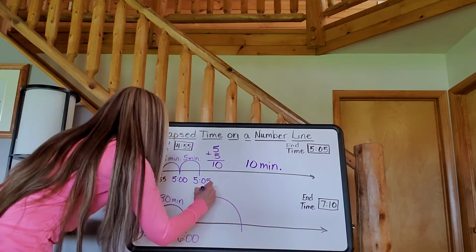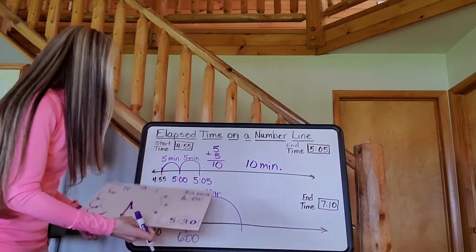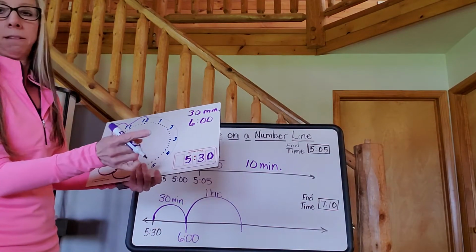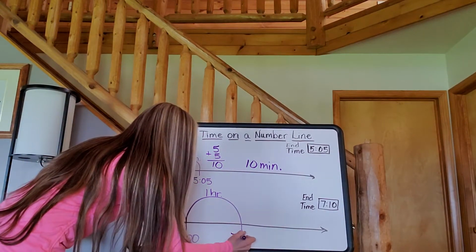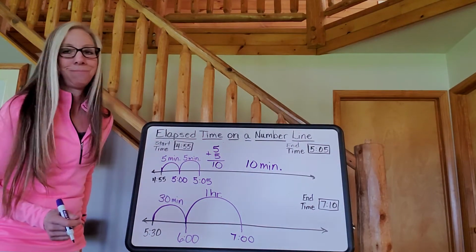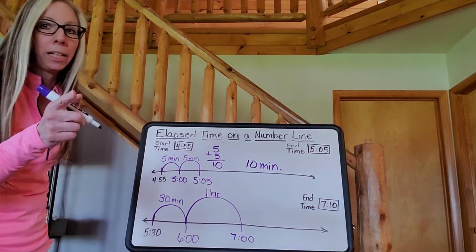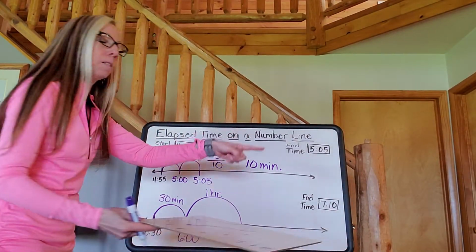So here's an hour hop. And what time did I say? 6 plus 1 is 7. So now we are at 7 o'clock. Are we there yet? Nope, not quite yet, but we're really close, aren't we? Yes, we are. So now we need to go from 7 until 7:10.